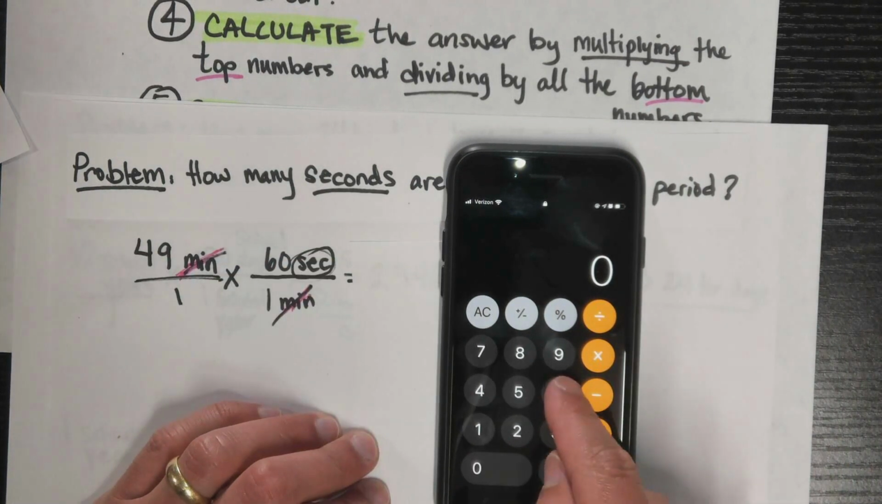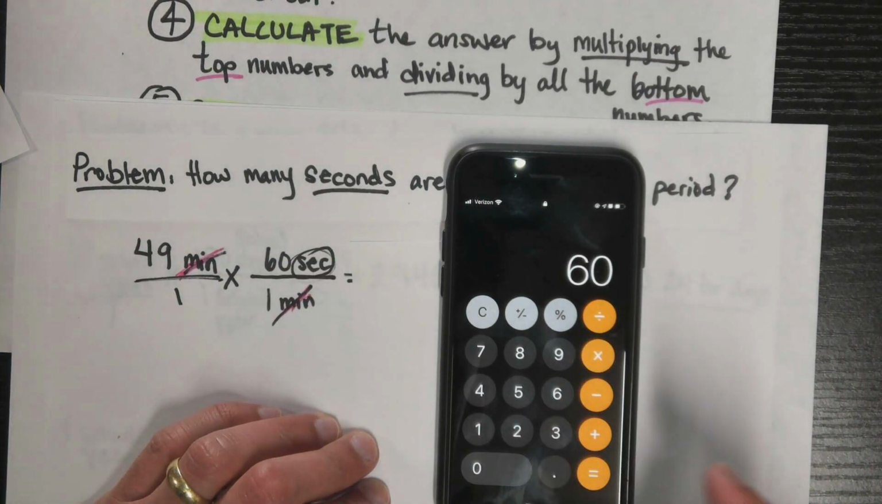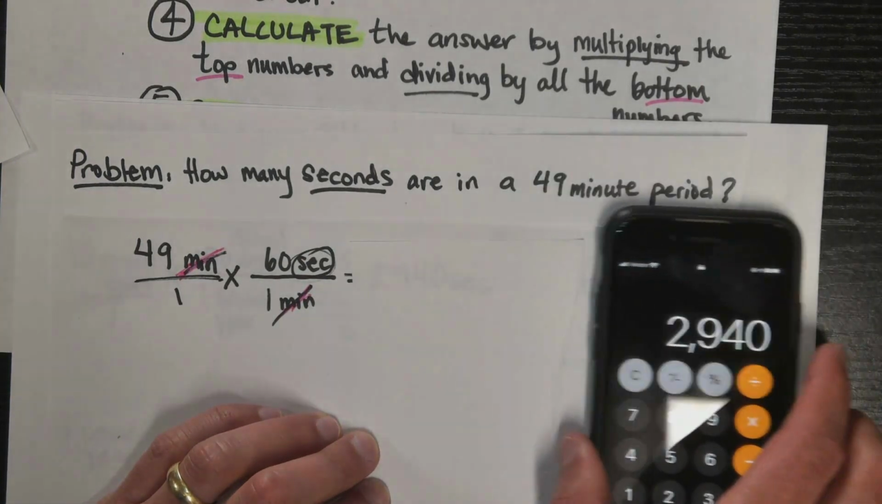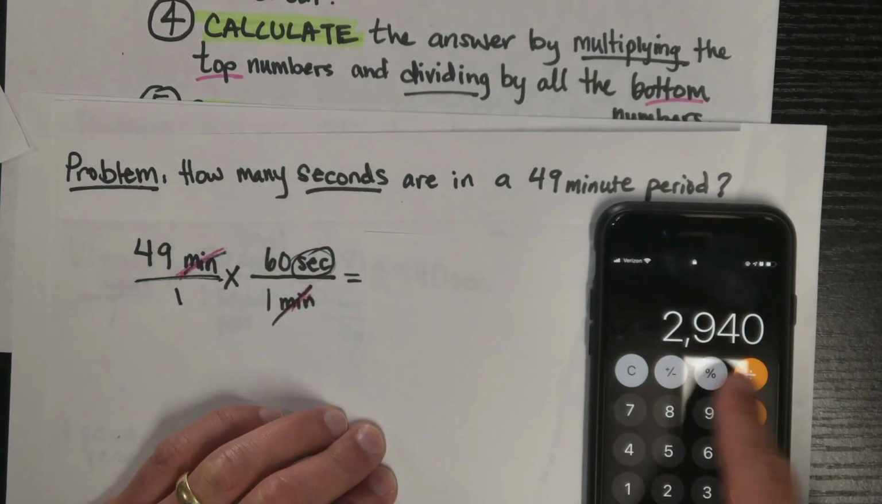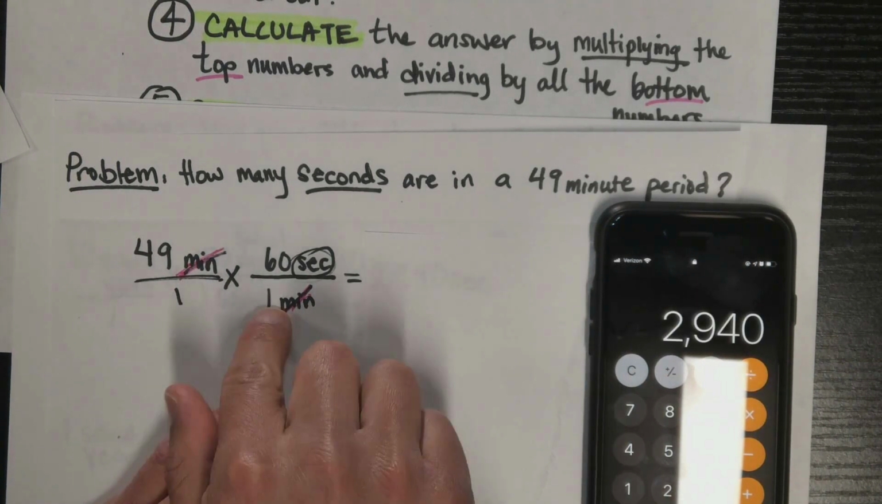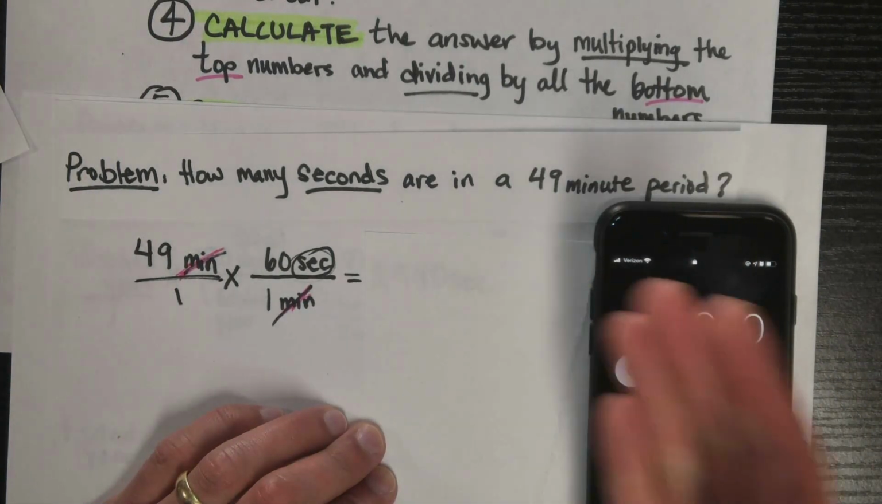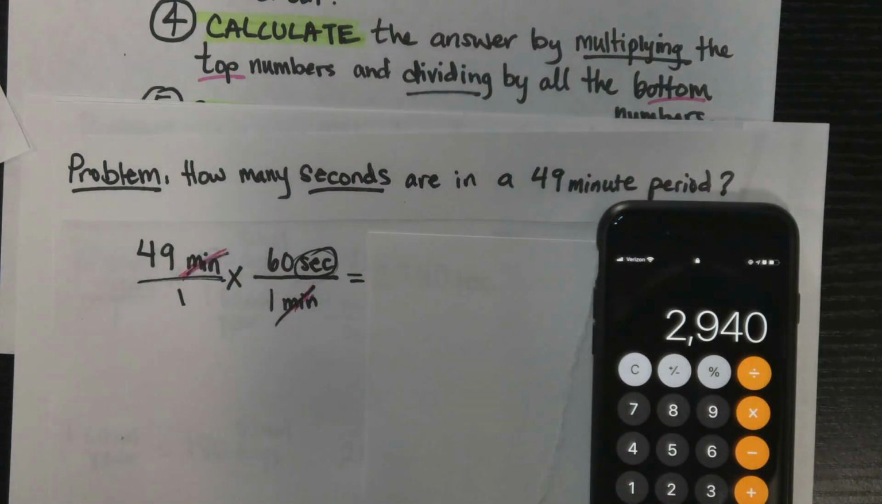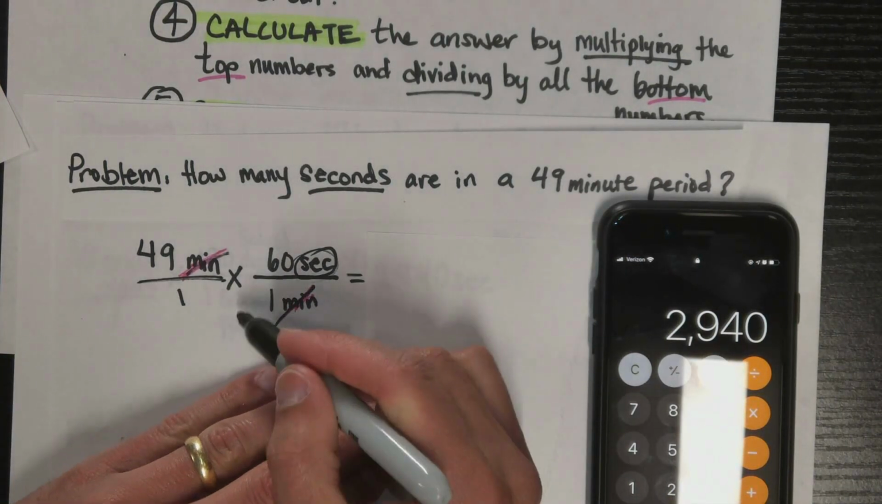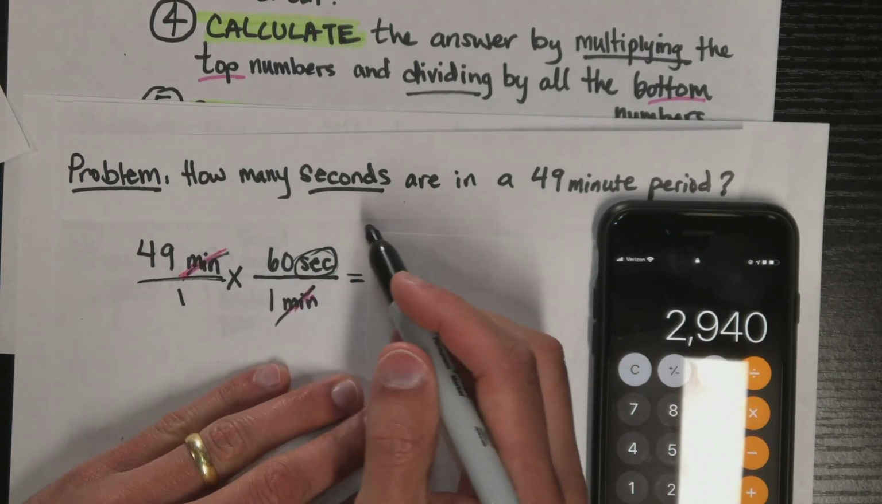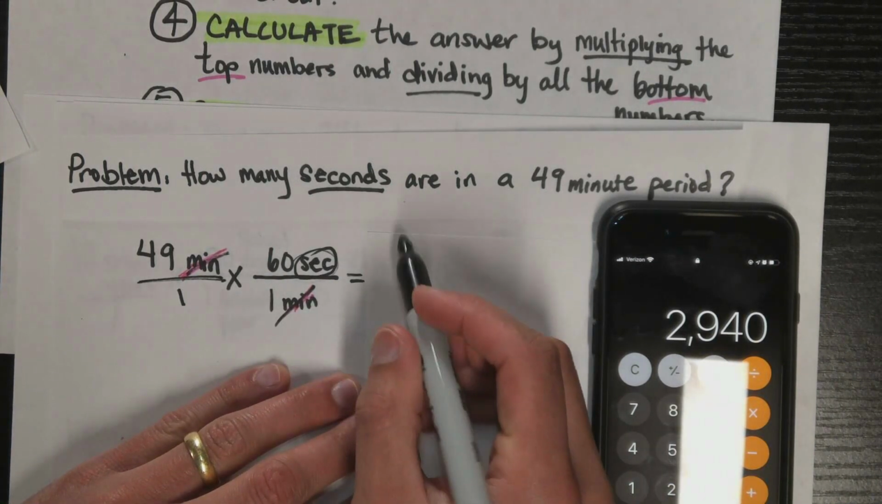49 times 60. Those are my top numbers, 49 times 60. So now my number is 2,940. Do I need to divide anything? Anything on the bottom, divide by the number 1. That doesn't do anything. Again, divide by the number 1. That does nothing. So if you've got the number 1 in the denominator here, it's not really going to do anything to your answer. But if these were bigger numbers than the number 1, I would get my answer changed.